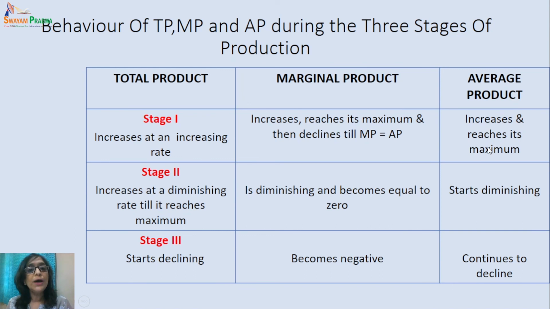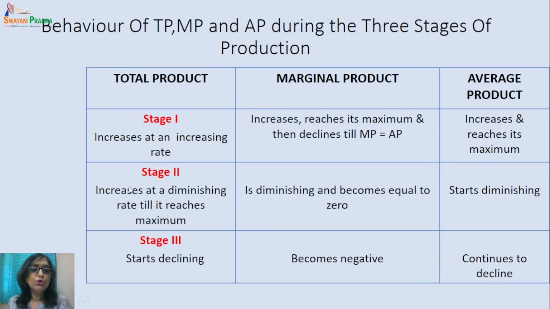This means stage 1 will end when AP is maximum. And when AP is maximum, AP is equal to MP. AP is average product, MP is marginal product. Second stage is the stage of diminishing returns. Why is it diminishing returns? Because even though the total product is rising, the rate of its rise has become slower.